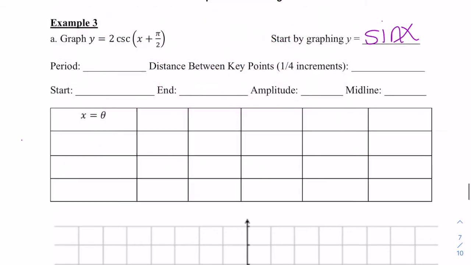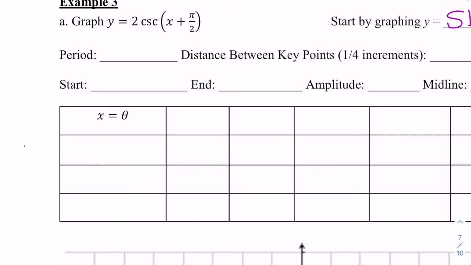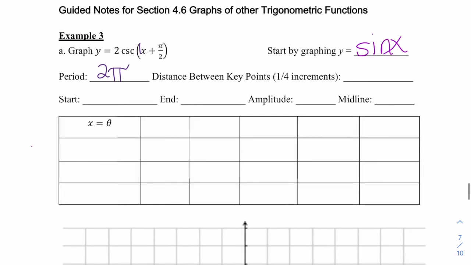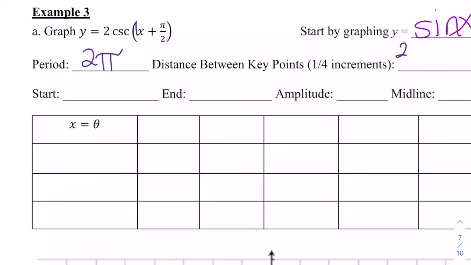Remember, the period is still the same. It's still 2 pi divided by b, and our b is 1. So this will be 2 pi. The distance between those critical points, or key points, would be the quarters. So 2 pi divided by 4 is just pi over 2.